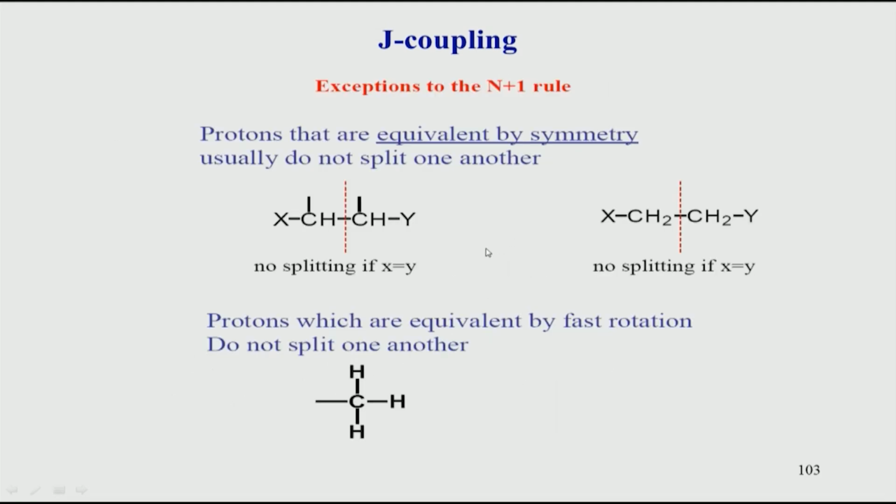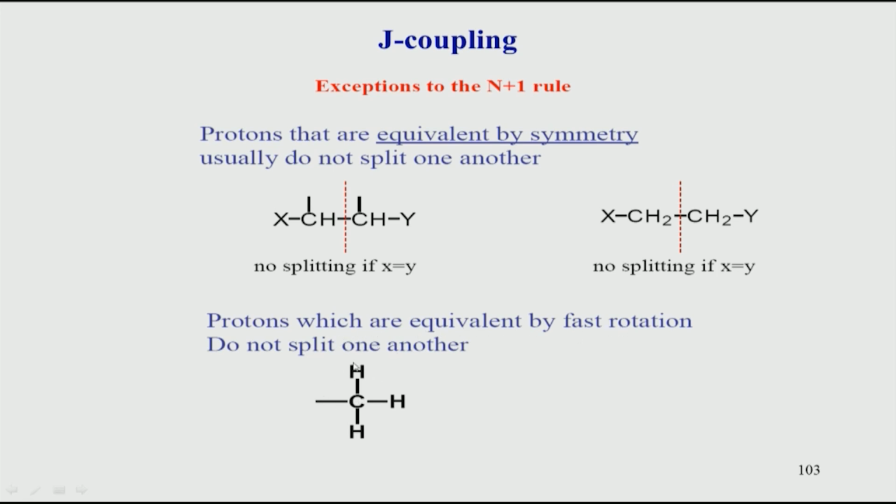Now, we can look at the exceptions. This is what we saw in the earlier case, that if these two hydrogens, suppose X and Y, are not the same, then these two hydrogens are not similar, and therefore this hydrogen will be split by that hydrogen and that hydrogen will be split by this one. So, the point here is that protons which are not equivalent split each other. That means if they are equivalent by rotation, then they do not split.